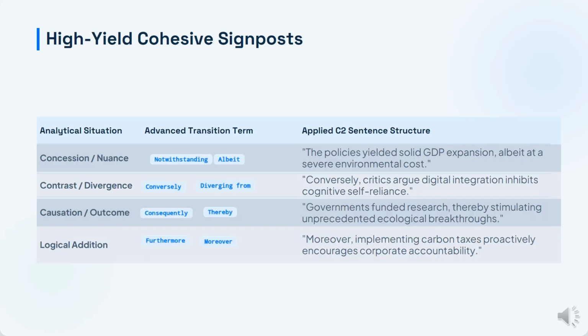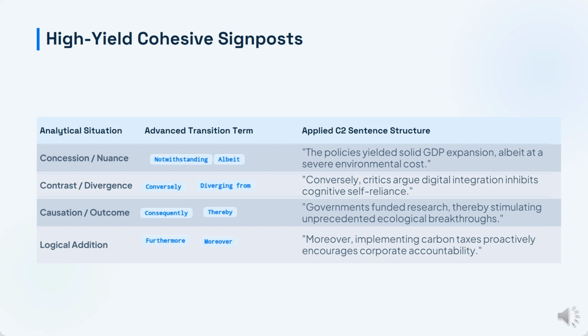I'm going to share certain replacements of the words, such as concession or nuance, which could be replaced with notwithstanding or albeit. Albeit is an alternate word for although as well. So the example is: policies yielded solid GDP expansion, albeit at a severe environmental cost. Then there is contrast or diversion, which could be replaced with conversely or diverging from. So, conversely, critics argue digital integration inhibits cognitive self-reliance.